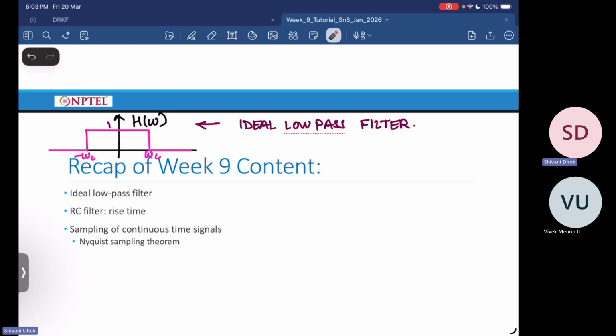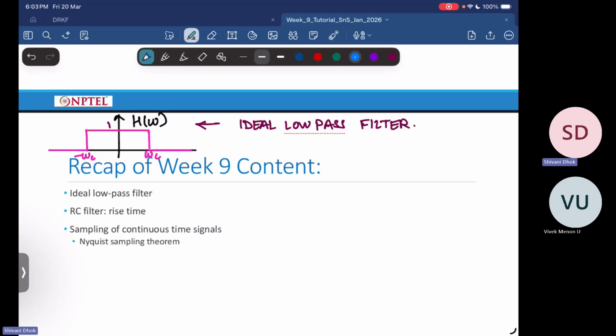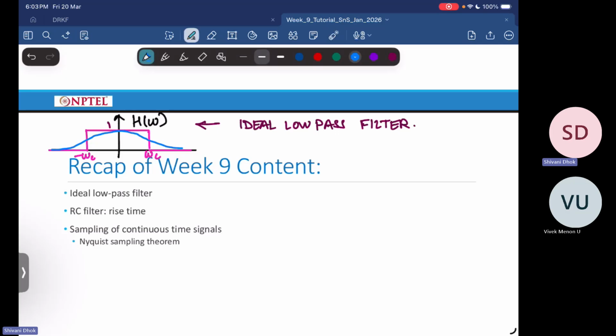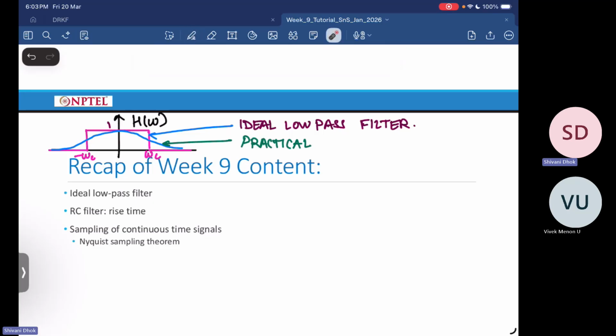Again, this is not possible to achieve in a practical scenario. You will get something like this, where you have a significant amount of magnitude available in the pass band. Let me be clear here: this pink one is your ideal low pass filter, and this blue one is your practical one. This particular band corresponds to your transition band, and there is a non-zero transition band that will be present in practical systems.